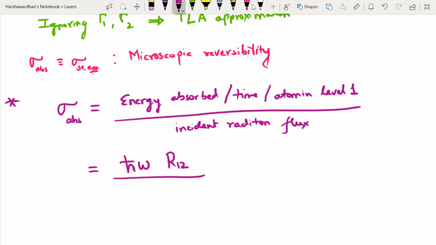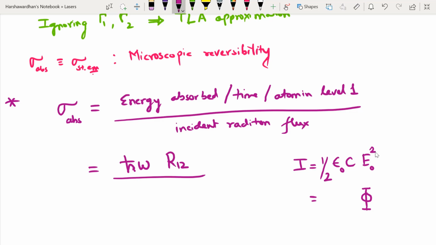So intensity is given as, for intensity in free space, if I have an electromagnetic wave, epsilon naught is the permittivity of free space, c is the velocity in free space, and E naught is the amplitude of the wave, and hence intensity is the amount of energy per unit area per unit time. This also can be written in terms of photon flux.